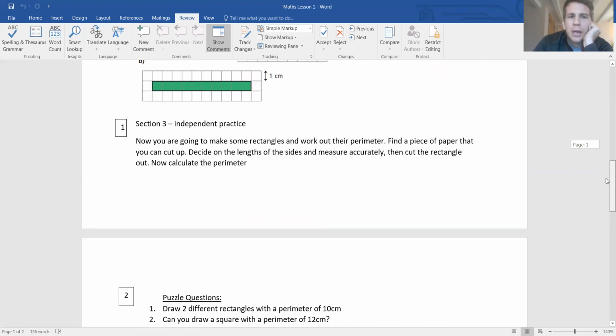Find a piece of paper and then you can cut it up. Decide on the length of the side and measure accurately. Then cut the rectangle out. Now calculate the perimeter. So I want you to measure accurately, cut out some rectangles. Draw a rectangle, okay? Measure it really, really accurately, and then cut it out. And then I want you to tell me what the perimeter of that rectangle is.